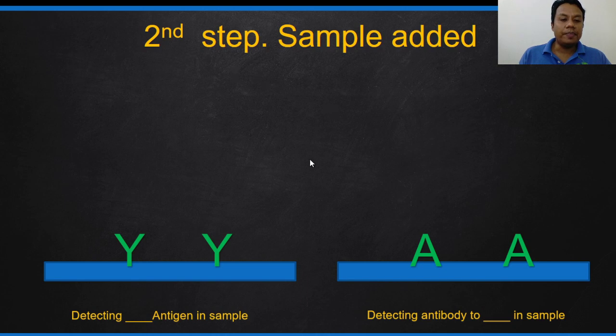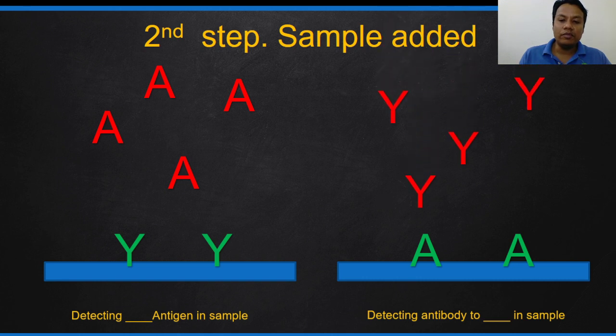And then the second step, we add the sample. So again, if we are looking for the antigen, we have the specific antibody for what we are looking for. So now the patient should have the specific antigen against the specific antibodies. And if you want to look for antibodies being produced by the patient, the sample should have the antibodies against the antigen. They need to be very specific against each other.